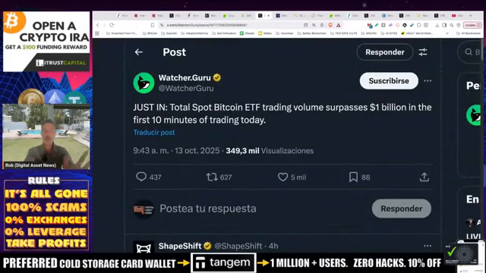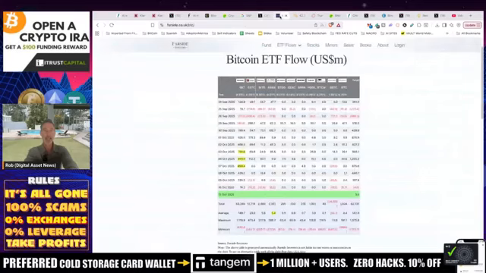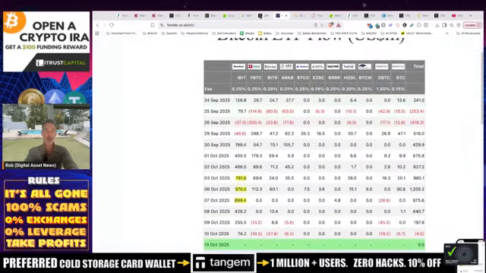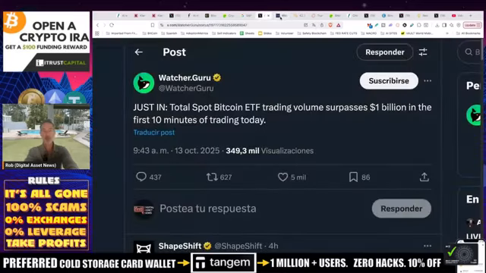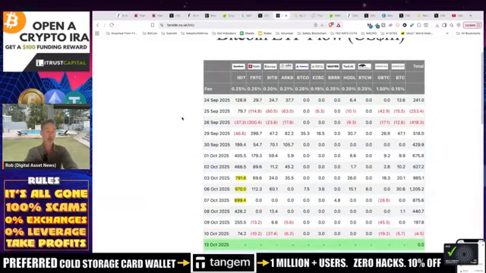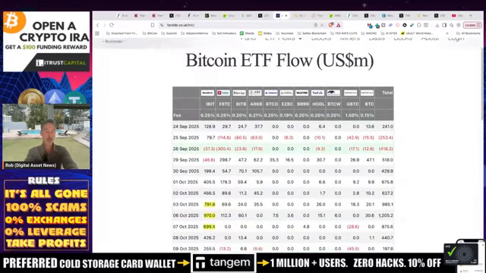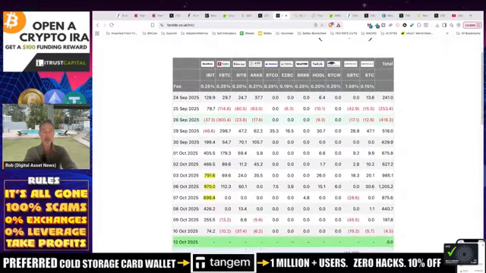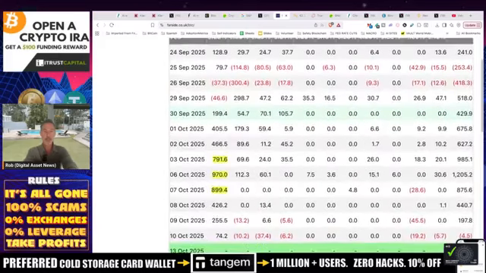And then, of course, for more bullish news, total spot Bitcoin ETF trading volume. This was this morning at 9:43 Eastern Standard Time. ETF trading volume surpasses 1 billion in the first 10 minutes of trading today. And now, what Watcher Guru was talking about was trading volume. So it wasn't just inflows, it was volume, ins, outs, stuff like that.